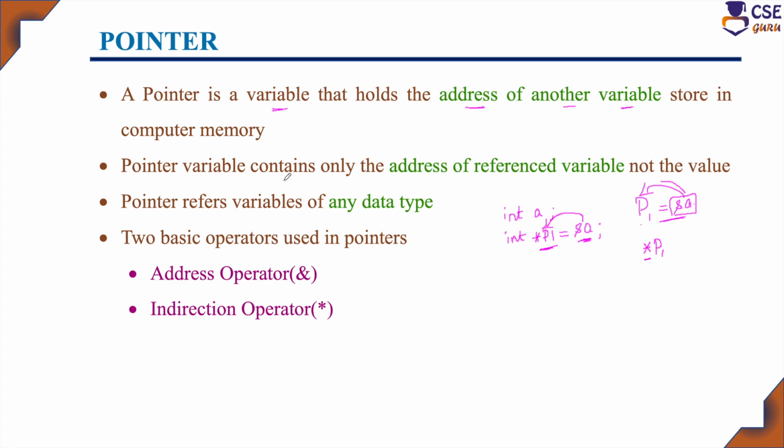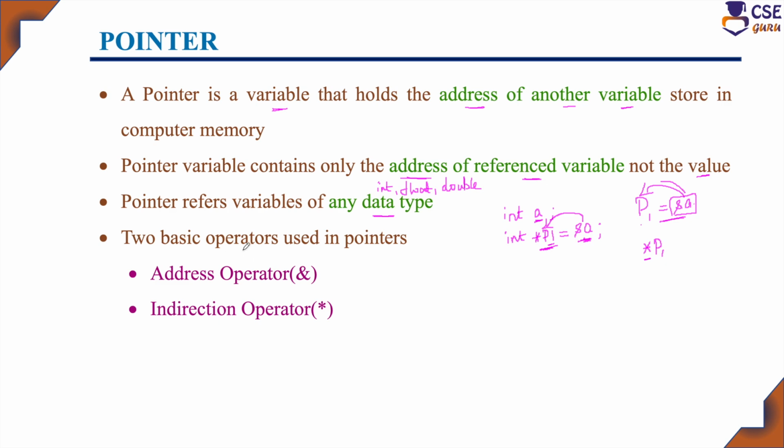So, a pointer variable contains only the address of the referenced variable. Here the referenced variable is a. The address of this referenced variable will be stored in this pointer variable p1. Not the value. A pointer variable will store only the address, not the value. And a pointer variable can be of any data type. It may be an integer, a float or a double. Any data type can be declared as a pointer and used in the program as pointer variables.